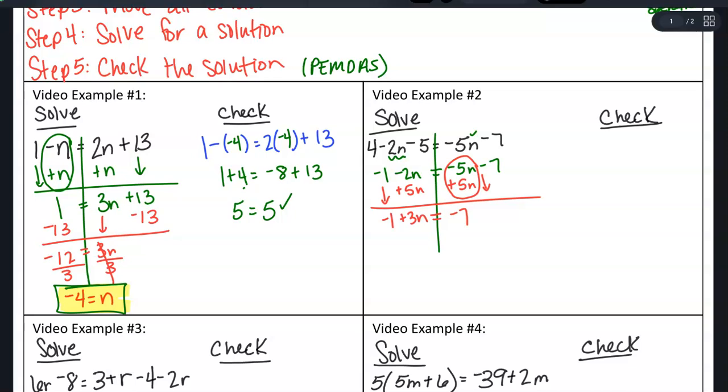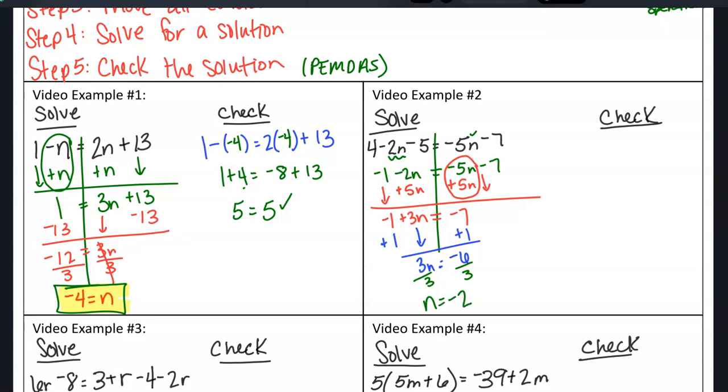We want all of our constants together. So the constant with the variable is that -1. The opposite of -1 would be a +1. Bring down 3n. -7 plus 1 is -6. We have one final step now. We need to separate the 3 and the n. 3 is being multiplied to n, so the opposite would be division. Divide by 3 on both sides, and n equals -2.